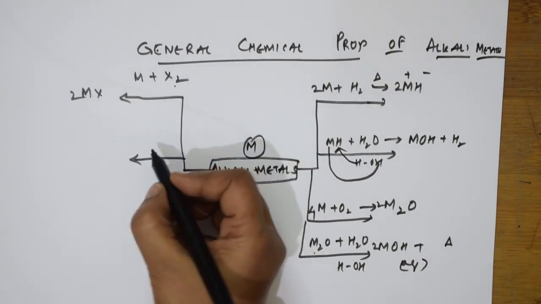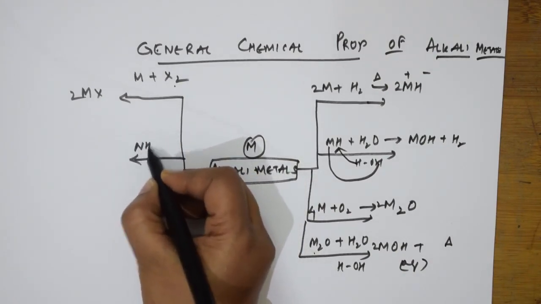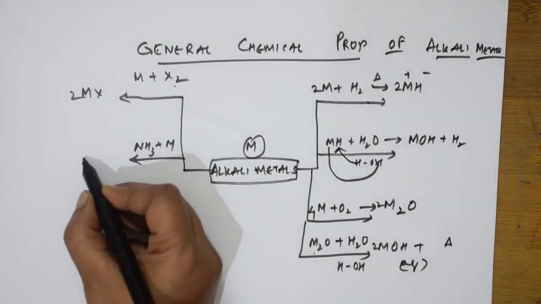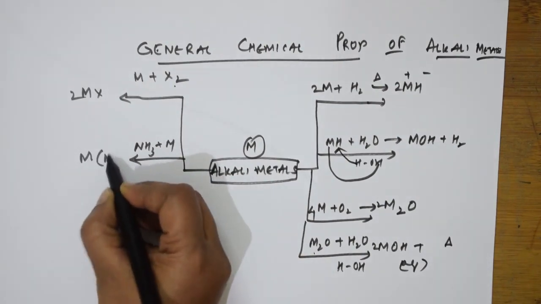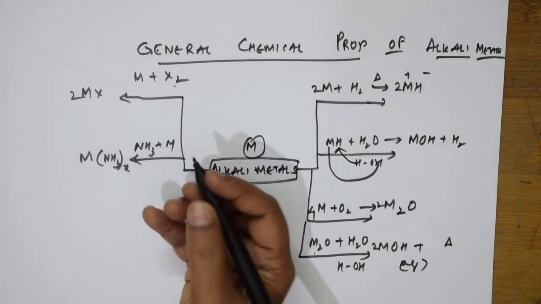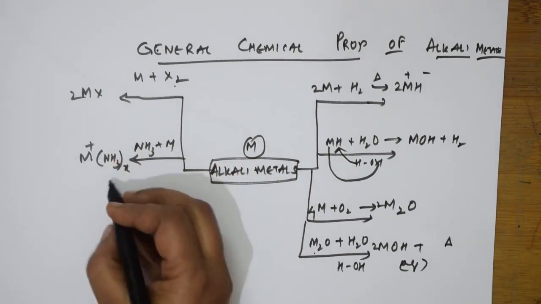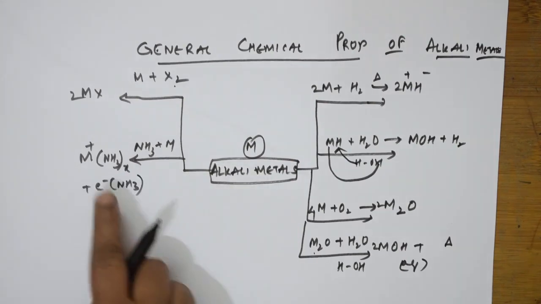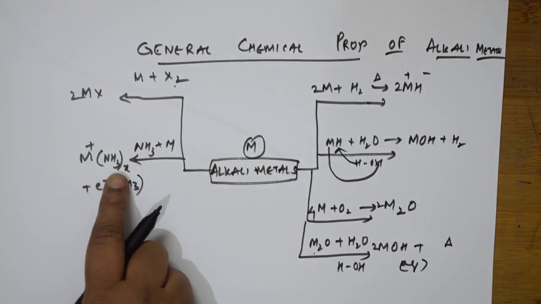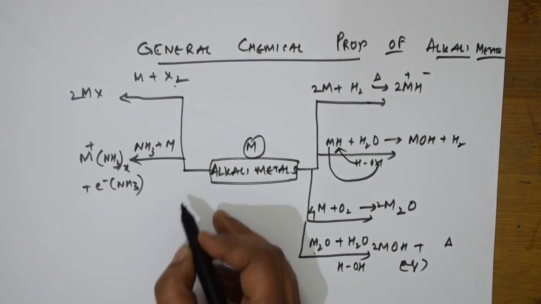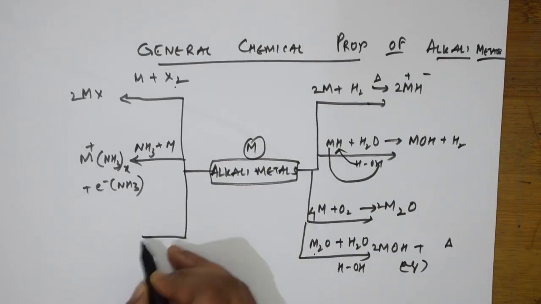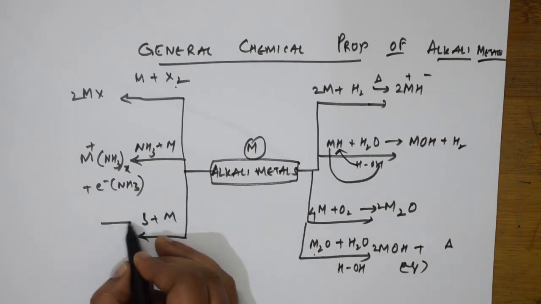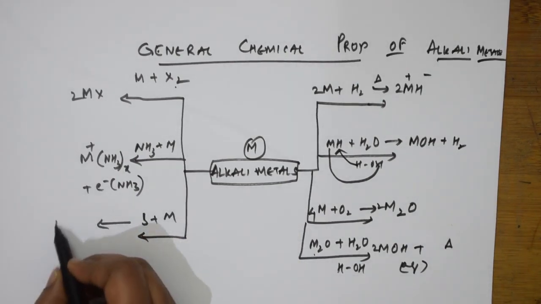Suppose the metal is combining with ammonia, metal plus ammonia. It forms a salt or complex of type M(NH3)x, which becomes M plus and an electron. I'll show you when I take an example. For now, remember this forms a complex like this. Done.